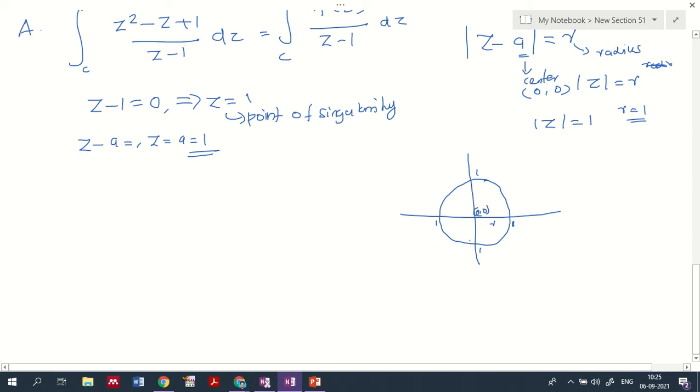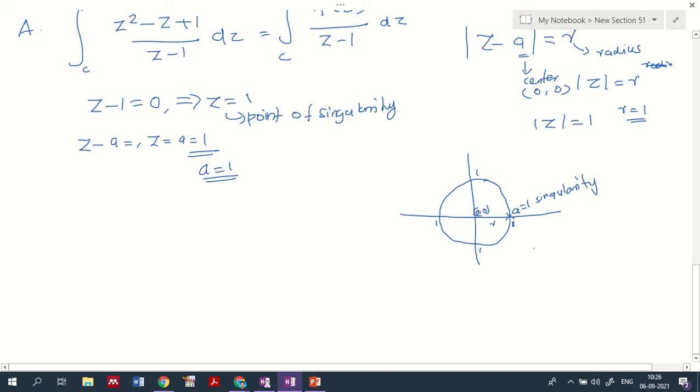So now when you consider the singularity point, we have obtained that a equal to 1. So the singularity point will be where? The singularity point will be on the circle. You will obtain the value a here. A means singularity point. A equal to 1 is the singularity here. So it will be on the circle.